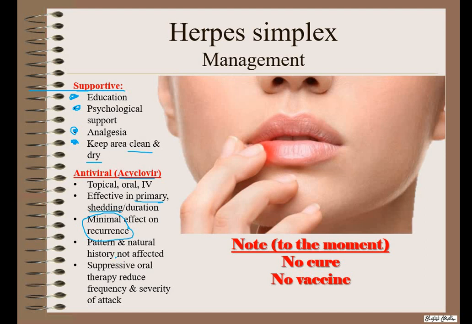I usually give one tablet, 200 milligrams, 5 times a day for 5 days. Or, if the patient suffers from recurrent herpes simplex, I may use a suppressive dose. For example, I give 2 tablets of 400 milligrams daily for 1 year.